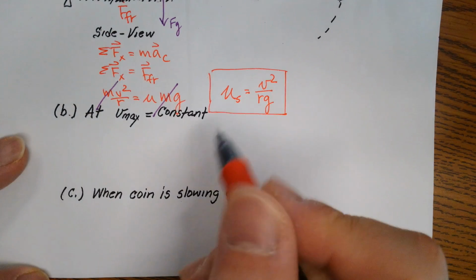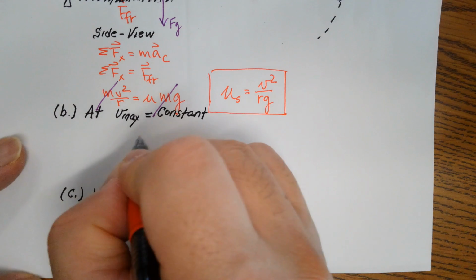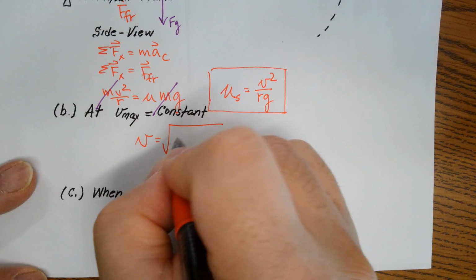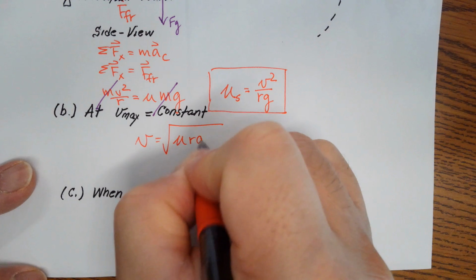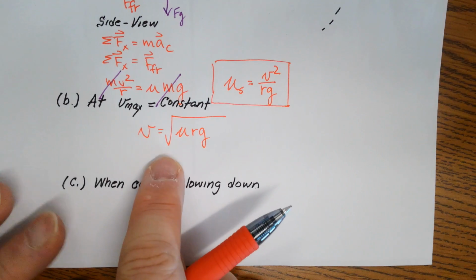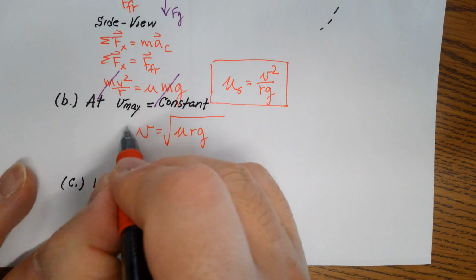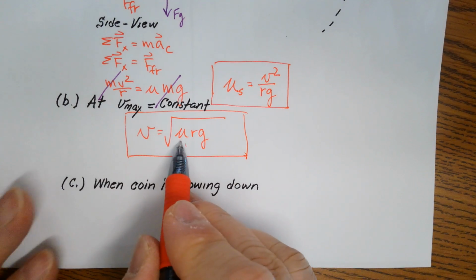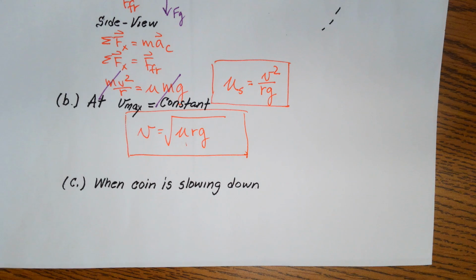Or if you want to calculate the maximum, v then is equal to the square root of mu r g. That's the maximum amount of speed for the coin to stay at this coefficient of friction.